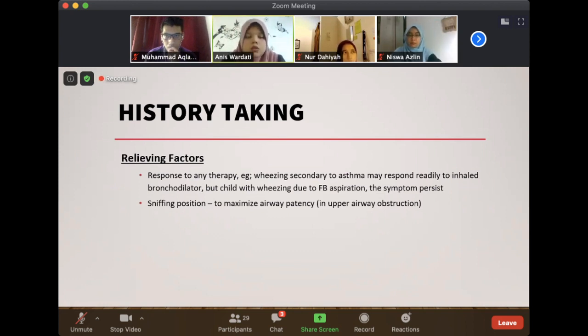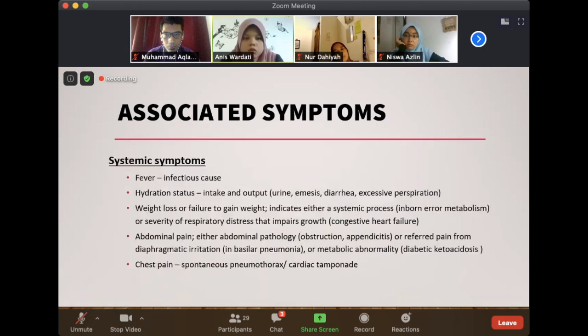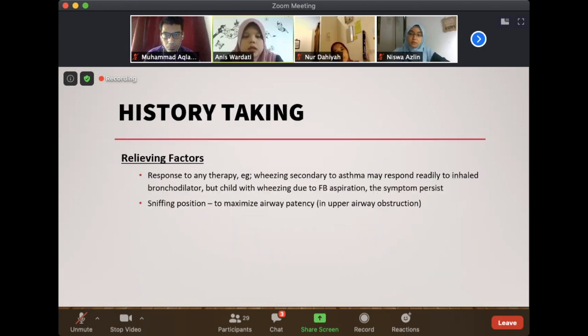Okay. And also, the book mentioned that in certain patients, they will sit in this position, the sniffing position, which is to maximize the airway patency. This usually happens if there is upper airway obstruction. So later in the physical examination, I will show you what the sniffing position is.